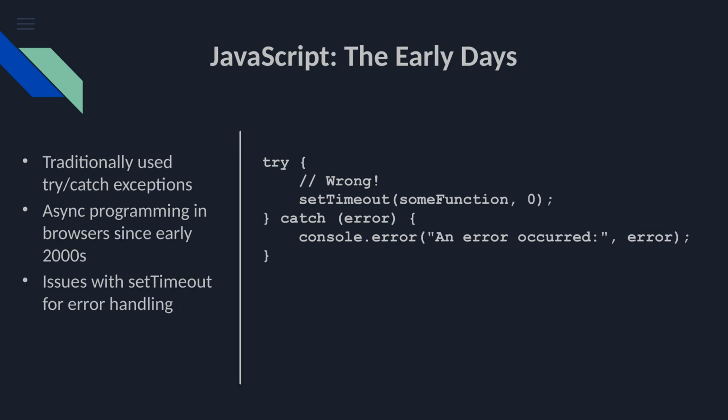Given JavaScript's, let's say, captivating history, it becomes quite fascinating from a historical standpoint. Traditionally, JavaScript used try-catch exceptions similar to other high-level languages of that era. However, as async programming became prevalent in browsers, programmers encountered challenges. For example, setTimeout doesn't propagate errors. As illustrated in the code example, the catch block would not execute in this scenario.